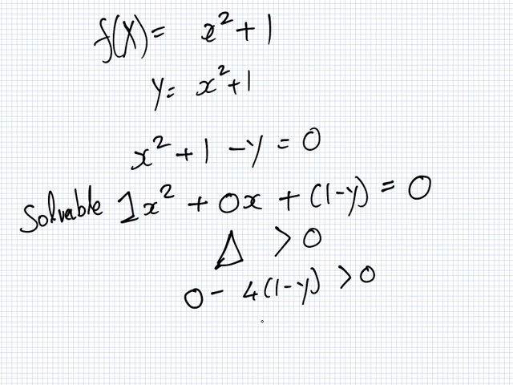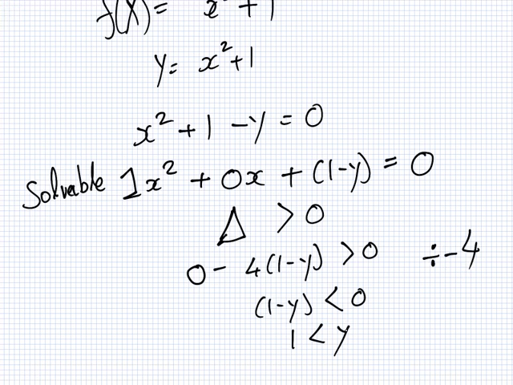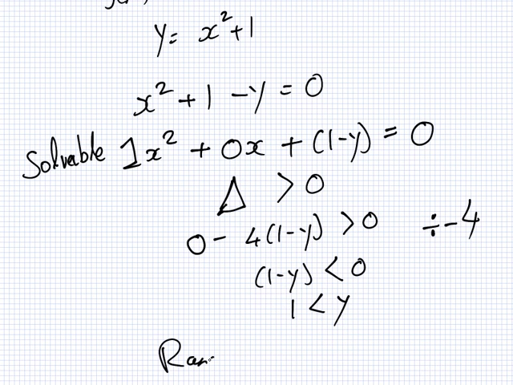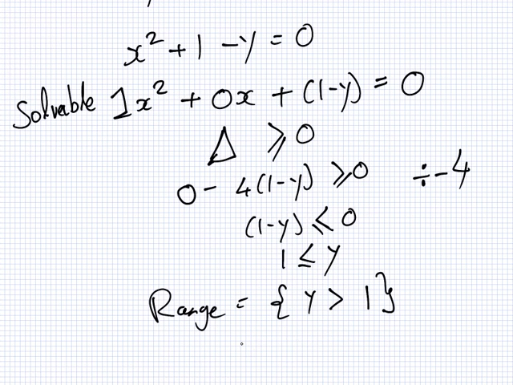So that means 1 minus y should be negative. Why am I saying that? Because I divided by minus 4. So that means y should be bigger than 1. And that's it. The range is all numbers bigger than 1. Actually, sorry, it could be equal to as well, because 1 minus 1 is 0, which is fine. So the range is all numbers from 1 to infinity.